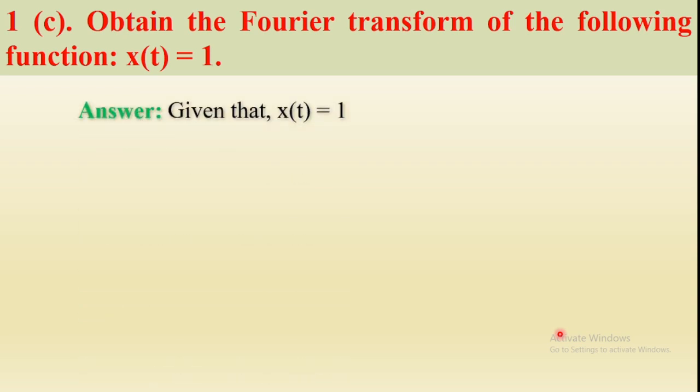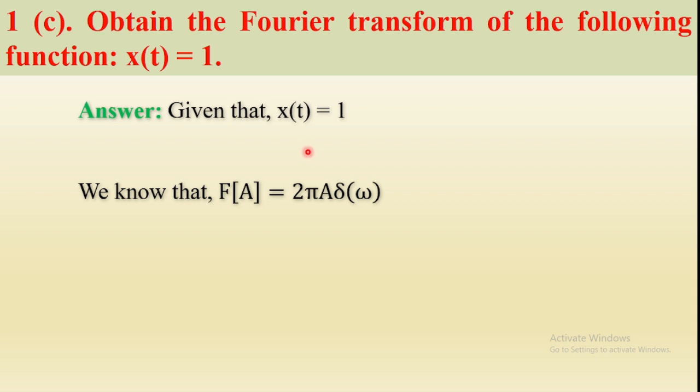Solution. Given that the signal x of t is equal to 1, we know that the Fourier transform of the constant function is 2 pi A del of omega, where capital A is the constant. The Fourier transform of the constant function is 2 pi A del of omega.